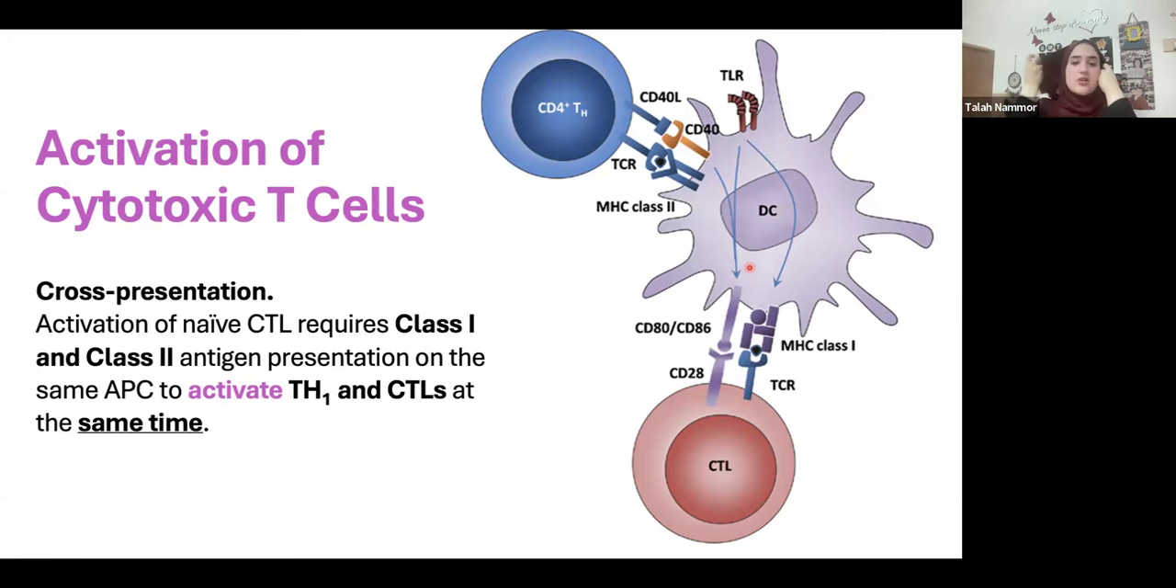The idea is, the cytotoxic T cell is activated through MHC class 1 simultaneously with a CD4 naive T cell. Why? I don't know, that's just how it was created. I really don't know why. But the cross-presentation has to happen. Okay? Clear? I think it's easy, guys.